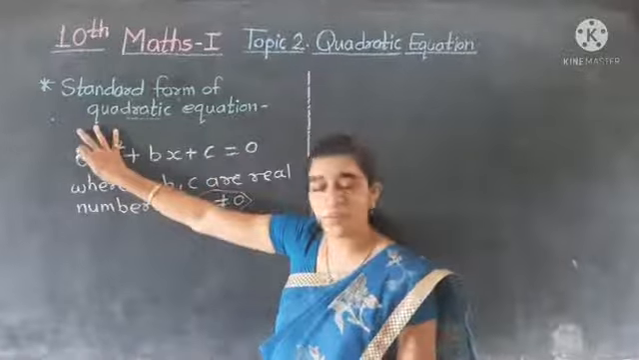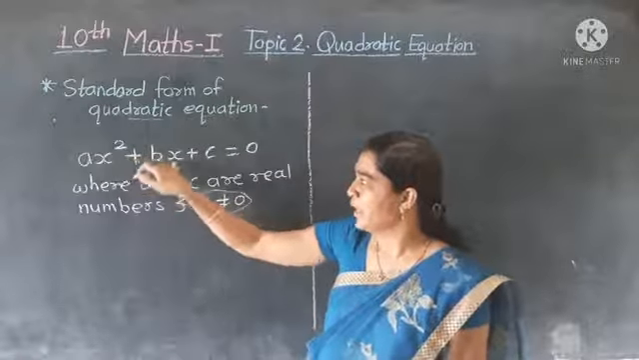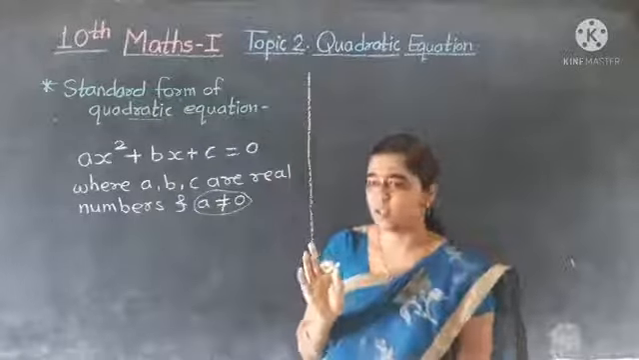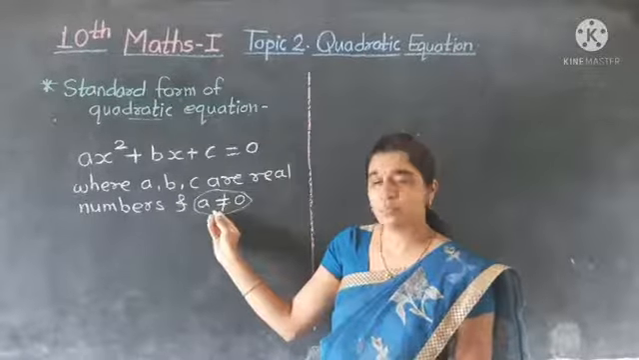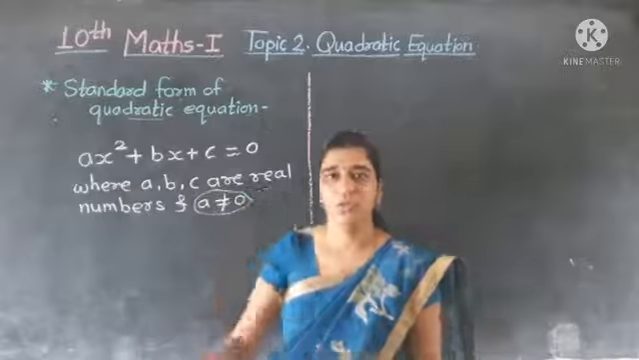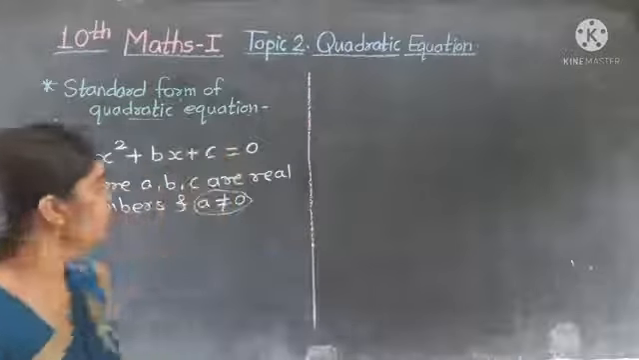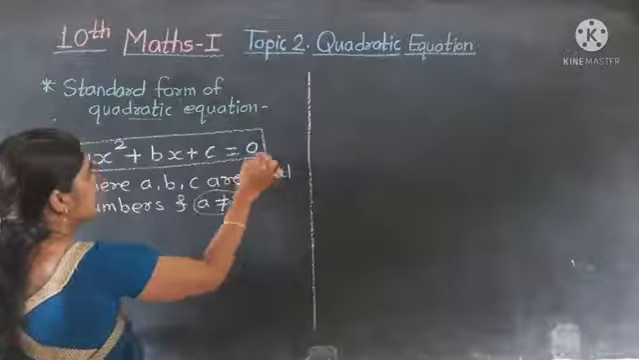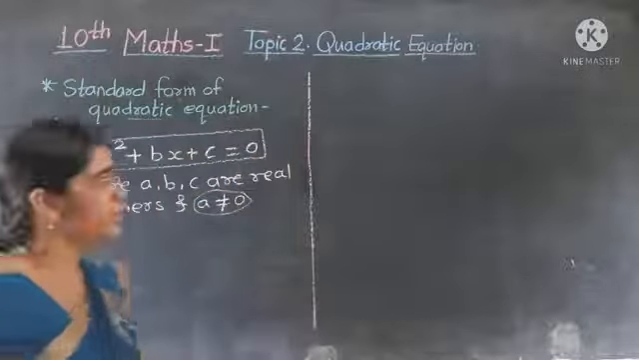Why? Because this term becomes 0. Bx means its degree is 1. So it becomes a linear equation. So the condition must be a not equal to 0. So this is called the standard form or general form of a quadratic equation.